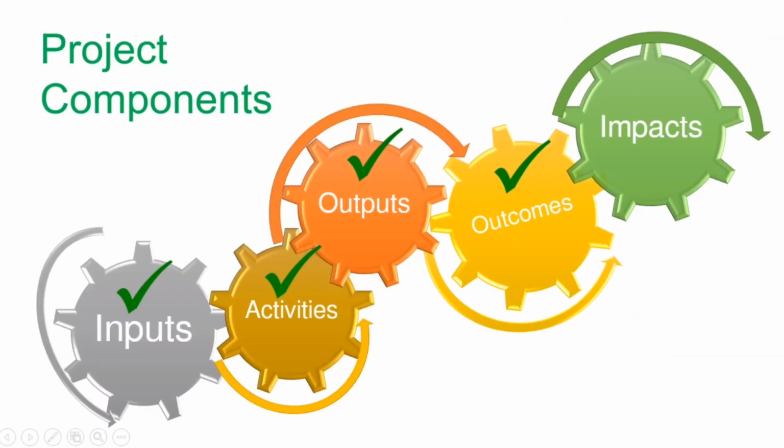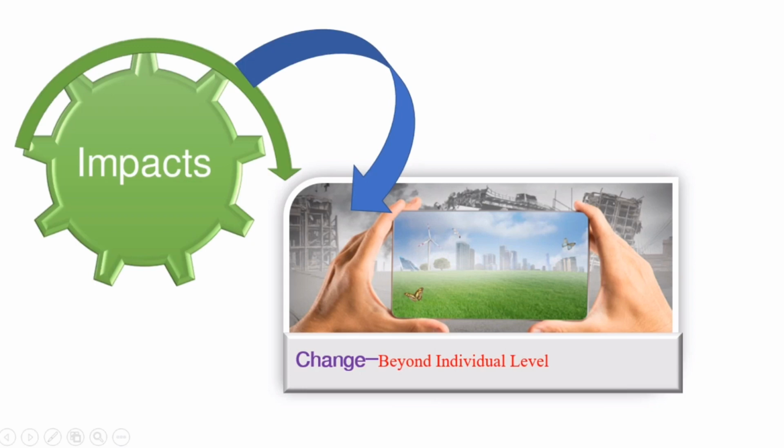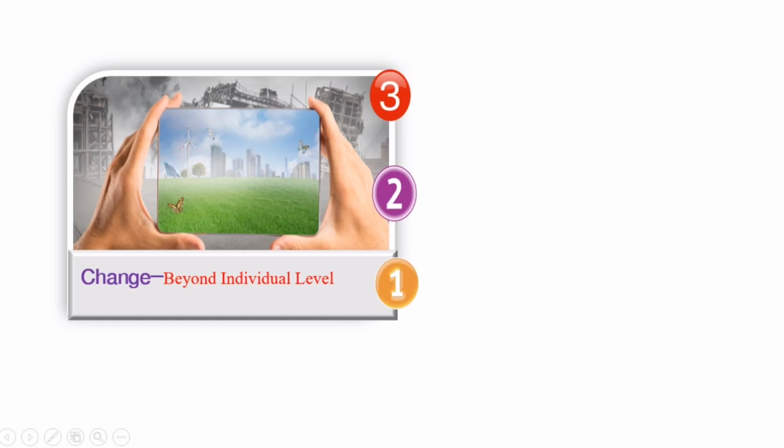Okay, by now we already covered inputs, activities, outputs, and outcomes. Now let's move to the last one, which is impacts. So what is impact? Impact is change beyond the individual level, which we already discussed. So what is beyond the individual level?